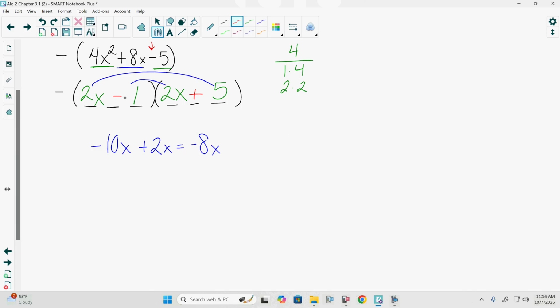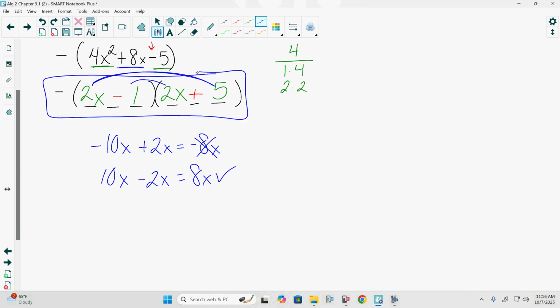Now, if it had been 4x and x, we'd have to switch the 1 and 5 and 1 and 4. We'd have to change everything. So, yeah, switching the 1 and 5 in this case works. And I would still check and make sure 2x times 5 is positive 10x. Negative 1 times 2x is negative 2x, giving us 8x. So we have negative parentheses 2x minus 1 times 2x plus 5. Now, if you had negative times 2x plus 5 times 2x minus 1, with what's inside the parentheses flipped, that works too.